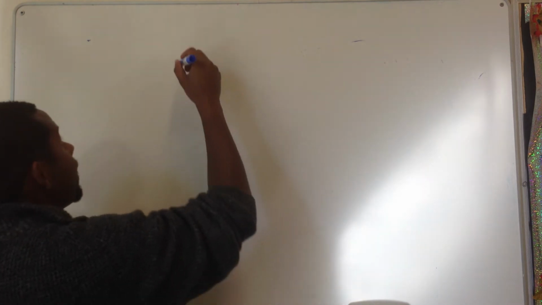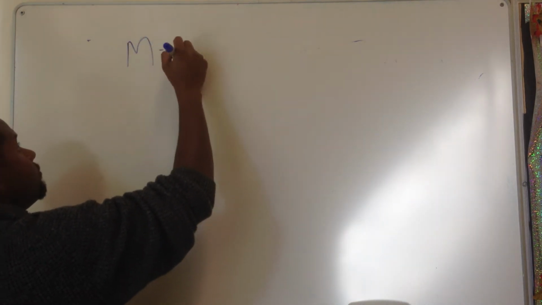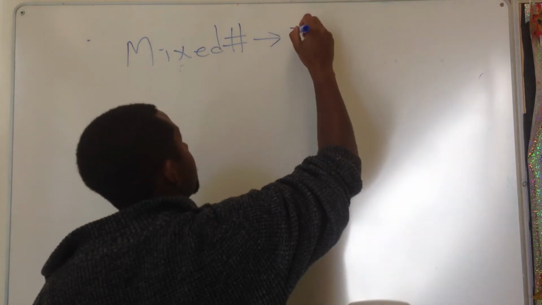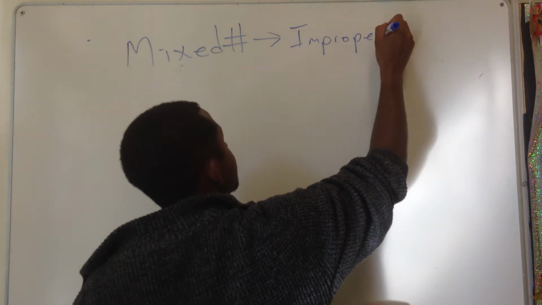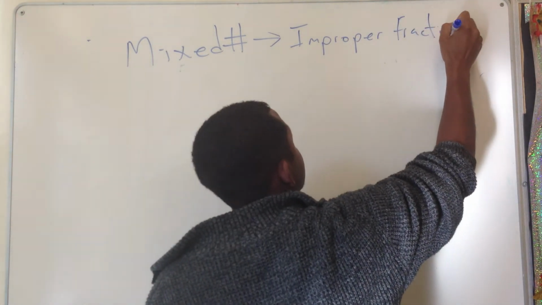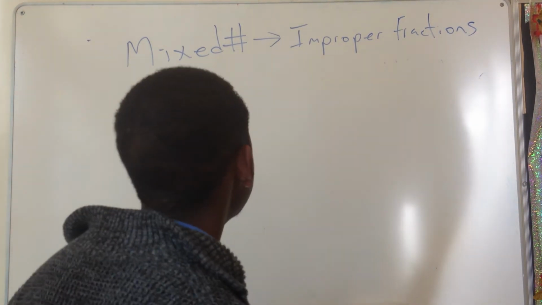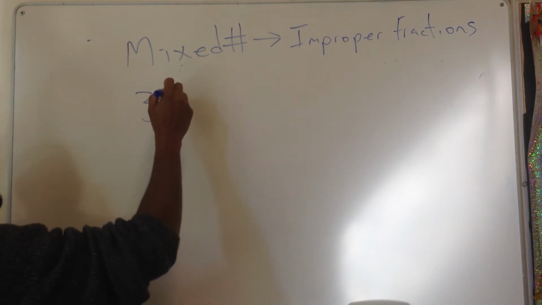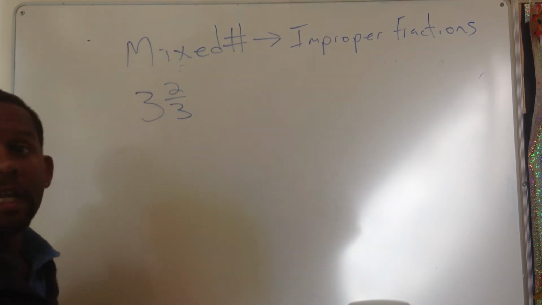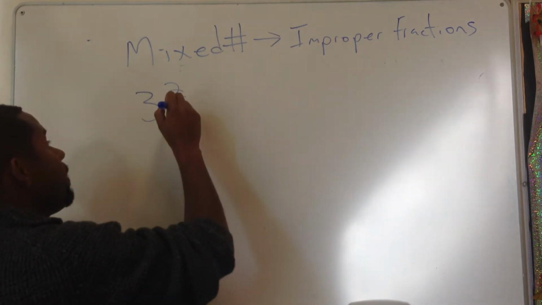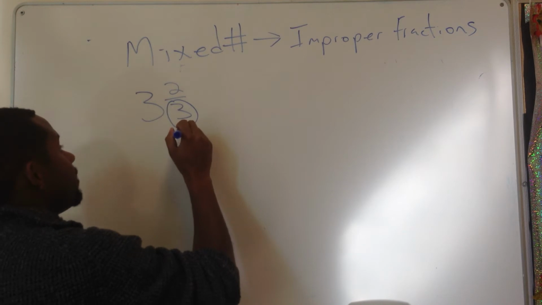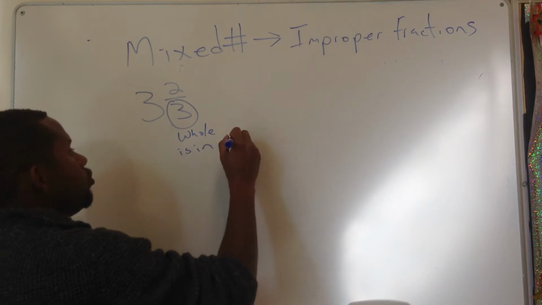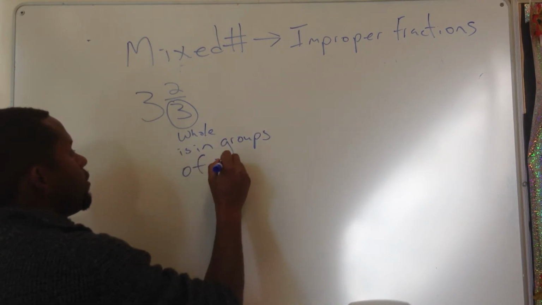So now, let's talk about mixed numbers to improper fractions. Okay? So now we're going to go the other way. We're going to go backwards. So if I say 3 and 2/3, and I want to change this to an improper fraction, okay? 3 is still my key. Everything, my whole, is in groups of 3.